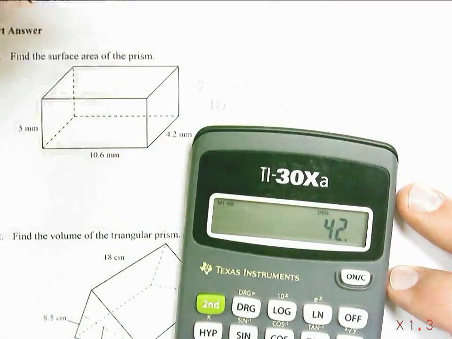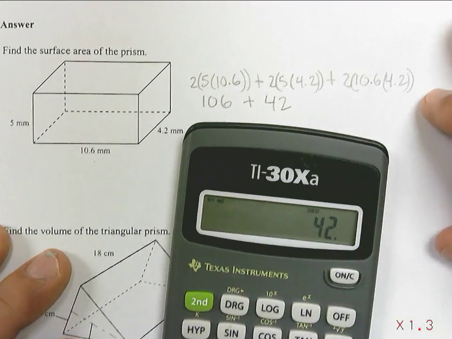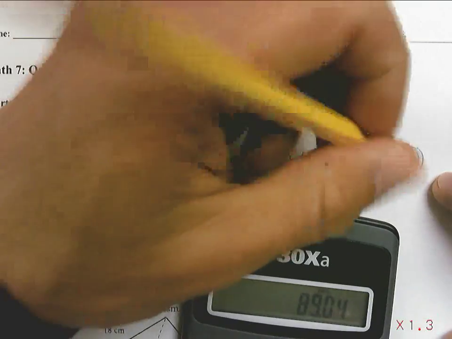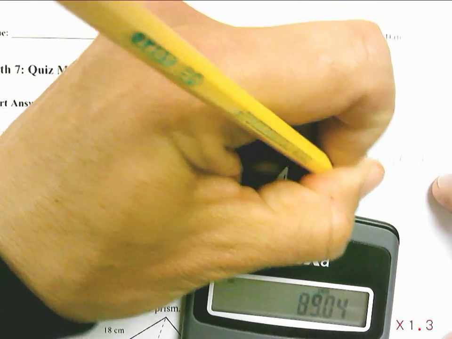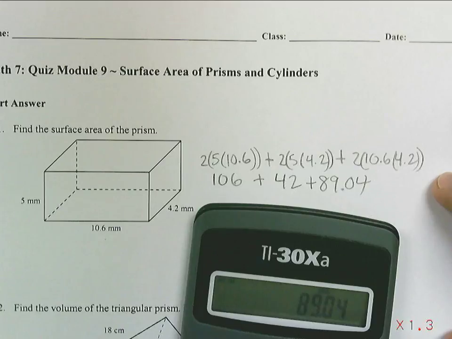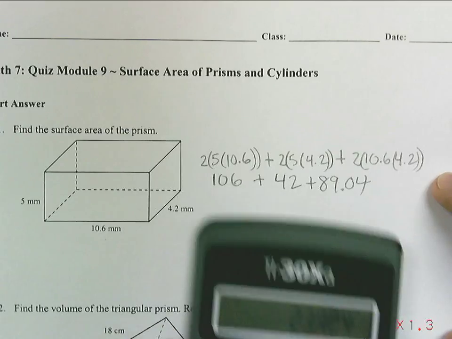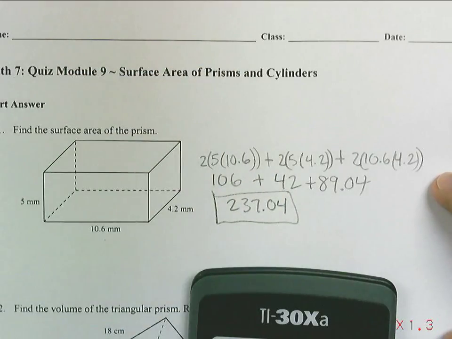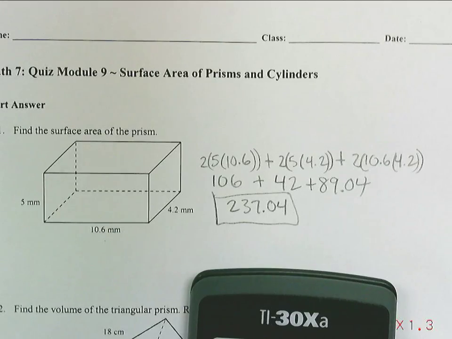And then 2 times 10.6, I'm going to find a better spot for this. Maybe there. Okay. So 2 times 10.6 times 4.2 is 89.04. And then you add them all up for the surface area. So plus 42 plus 106 is 237.04. Okay. So having known that, I want you to try this.